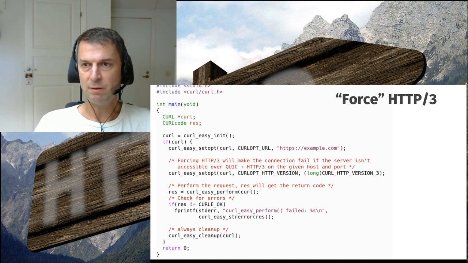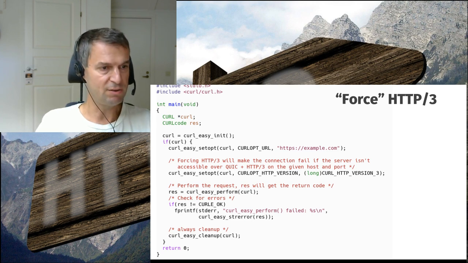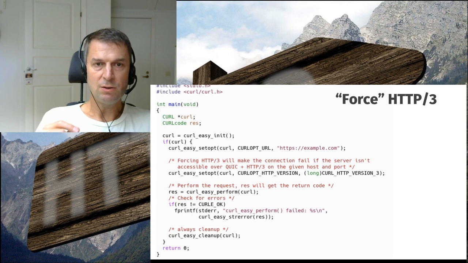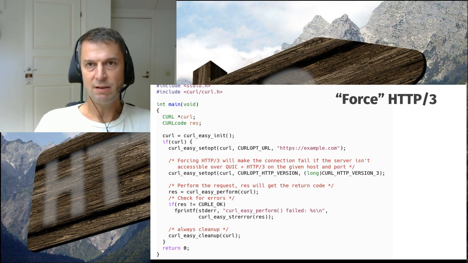This is an example. This example also exists on the curl website called http3.c if you want to just download it and view it on the site instead of just on a strange video stream. So okay, you set the HTTP version like this. This has the same sort of obstacles and caveats as I said before. It forces HTTP3 and has no fallback.